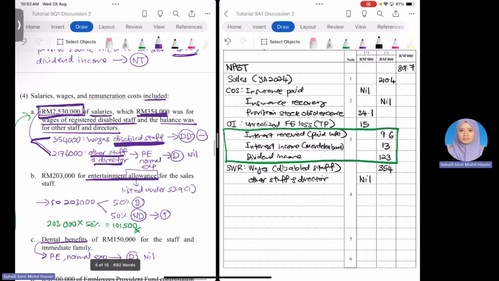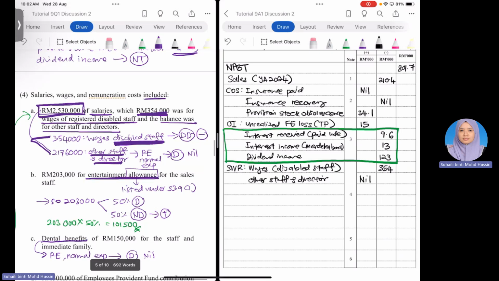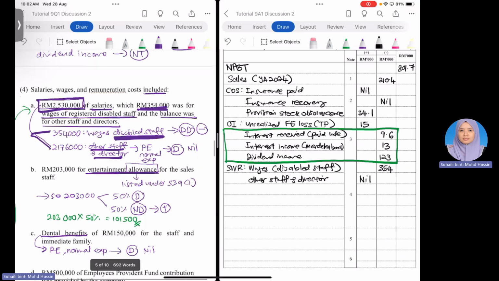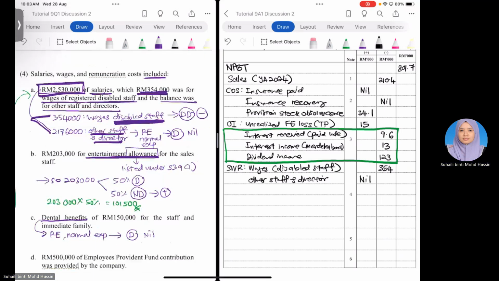Okay, right, number 4A. Number 4B, the company paid for the entertainment allowance. As mentioned before in the last week, tutorial 8, when the company paid entertainment allowance, we know that entertainment allowance is part of entertainment expenses. Entertainment expenses is actually revenue expenditure, but you have to check whether this type of entertainment expenses is listed under prohibited deduction section 39 subsection 1.